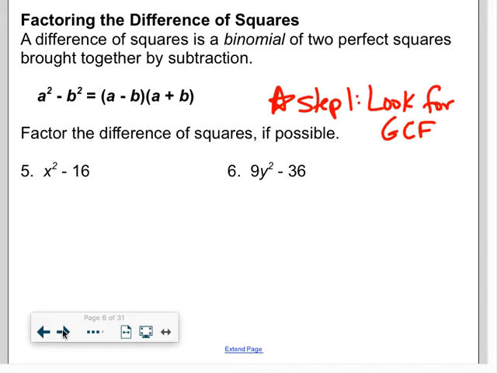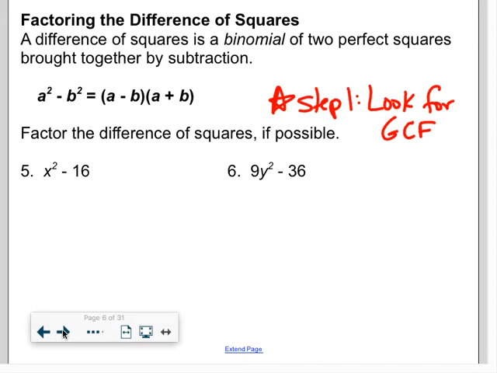Are you going to give us that on the test? No. You should know that now, because you did this in Algebra 1. This isn't new, right? The cobwebs are coming out. So a squared minus b squared factors into a minus b times a plus b.